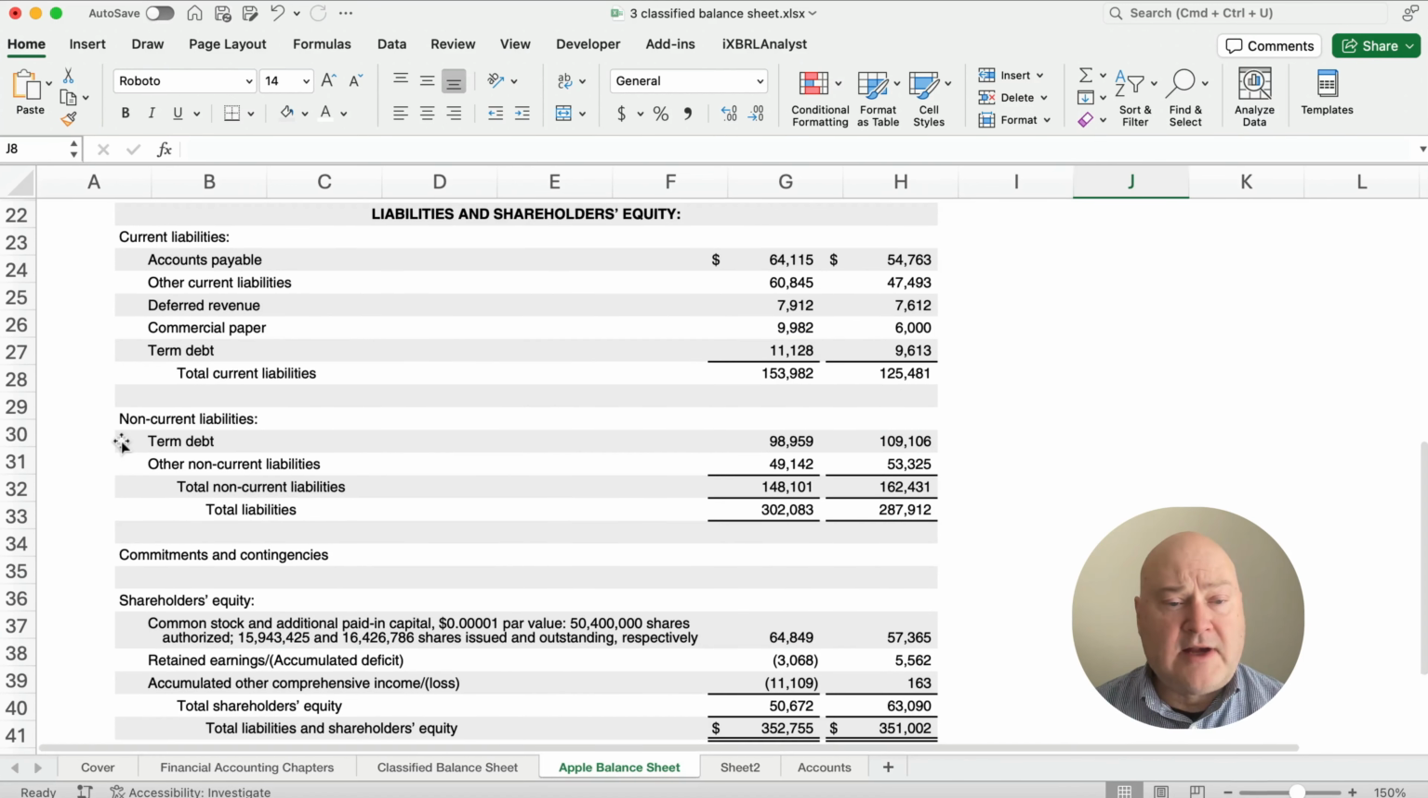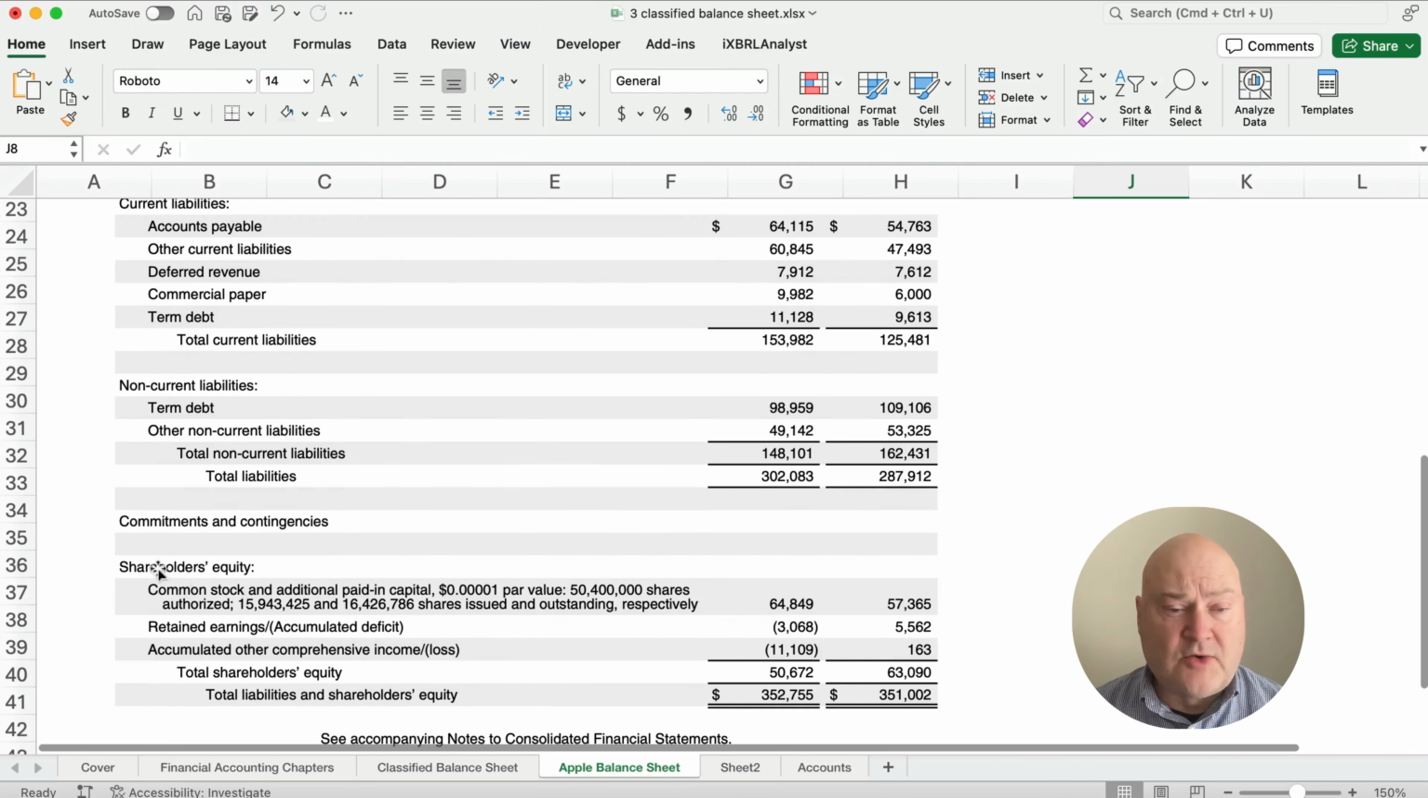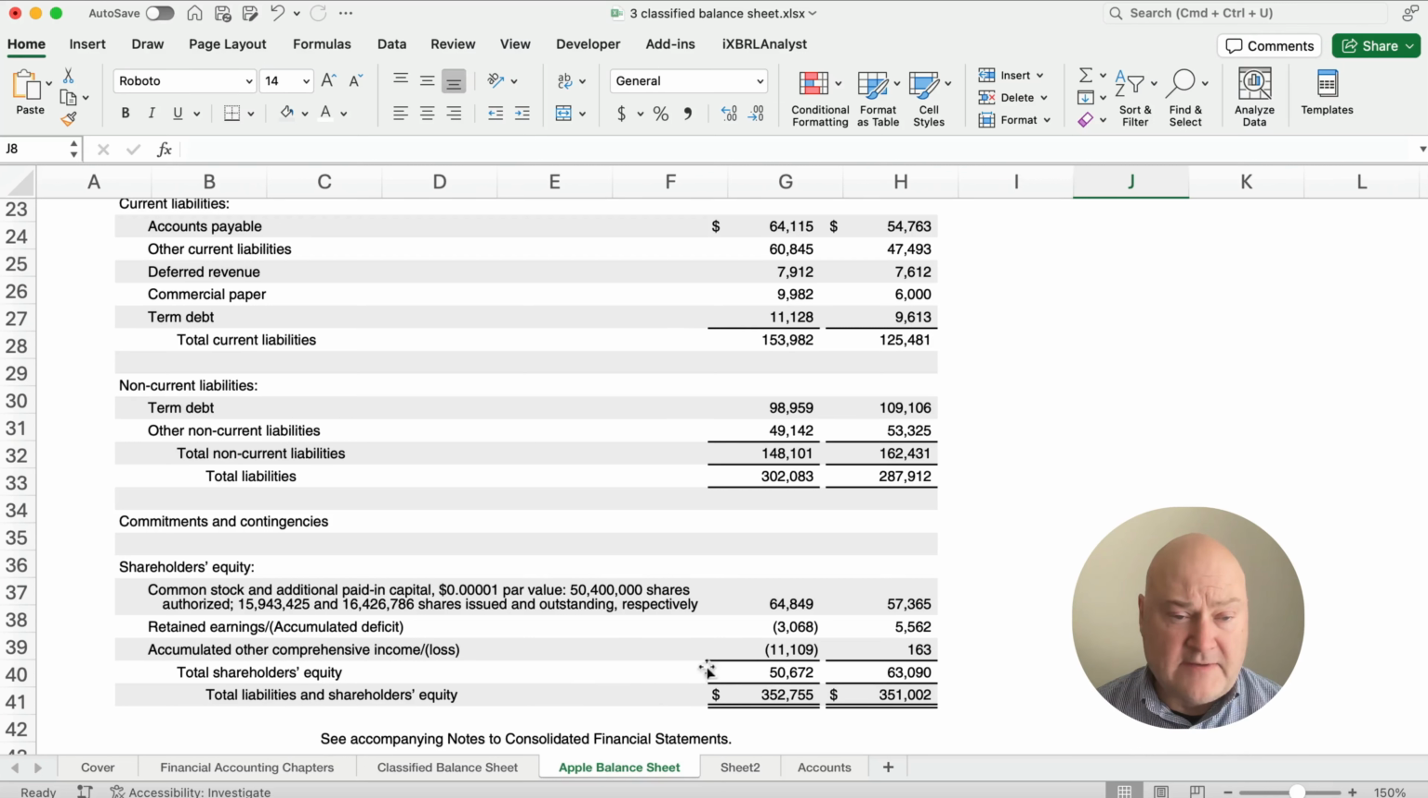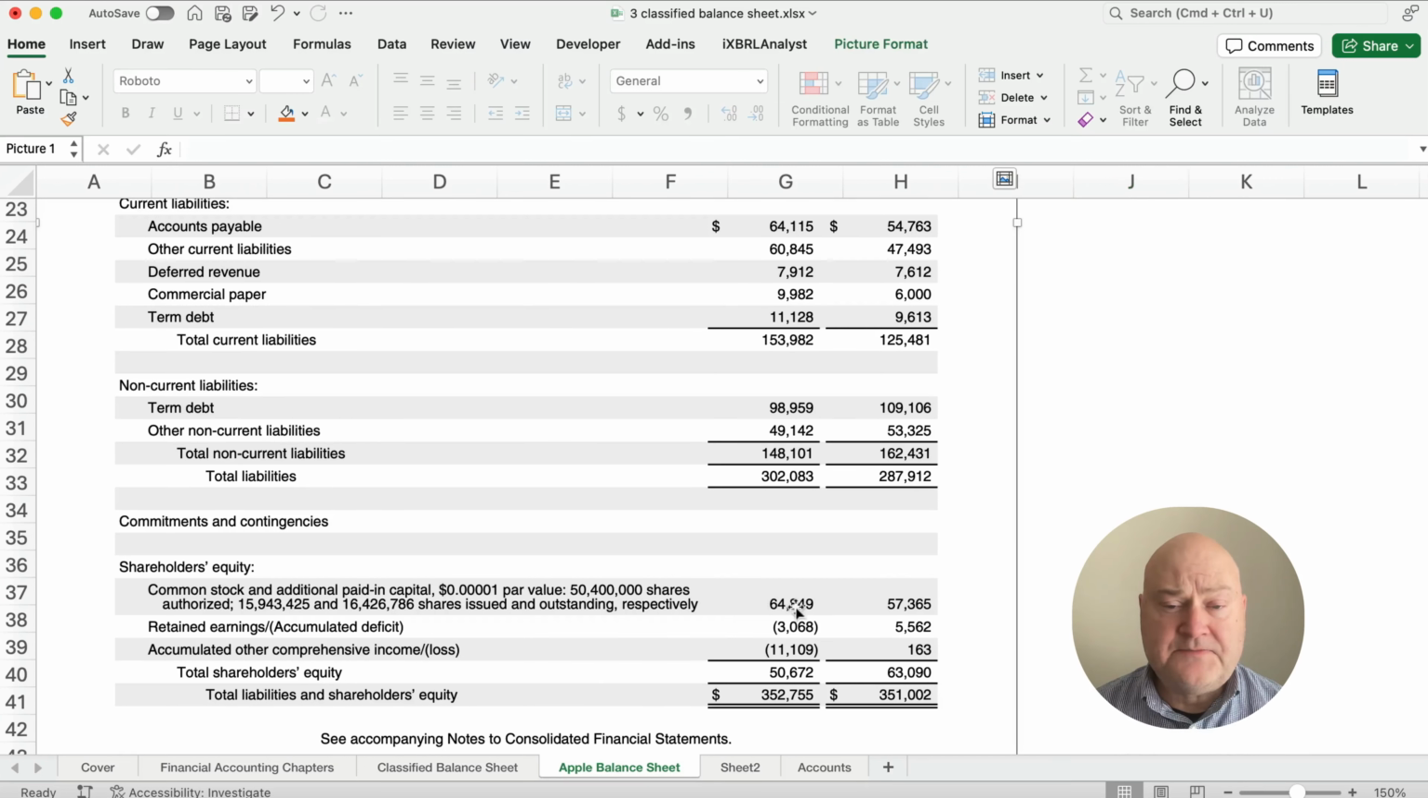Now, non-current liabilities, they have other non-current liabilities, long-term debt, and so they have total current liabilities of $153 billion. They have non-current liabilities, $148 billion. They owe $302 billion on assets of $352. So their total stockholders' equity is about $50 billion. So common stock is $64 billion. The retained earnings, and it is a negative number.